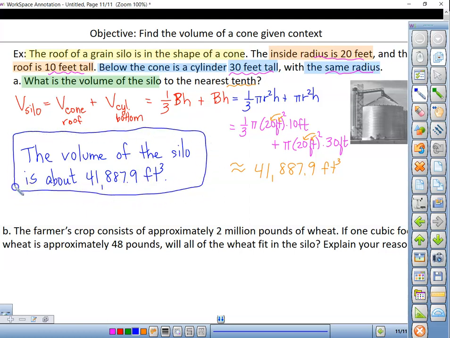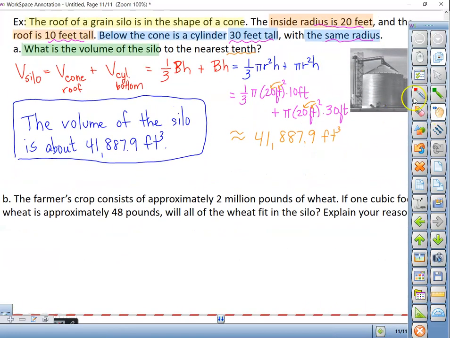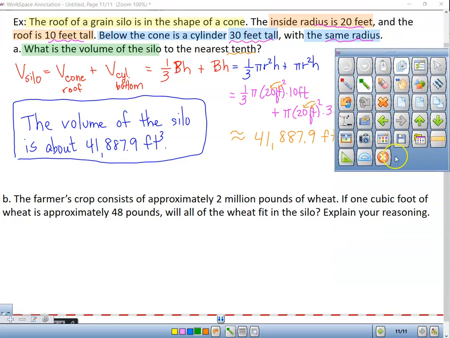All right, so now it's time for us to take a look at this part B. Part B says we have a farmer's crop, and it consists of approximately 2 million pounds of wheat. If 1 cubic foot of wheat is approximately 48 pounds, will all of the wheat fit in the silo? And explain our reasoning. So give justification for why we are going to say yes or no. And that justification should involve some math calculations that we do here.